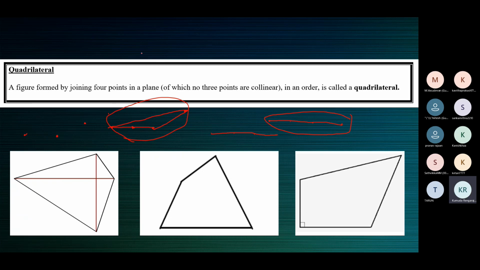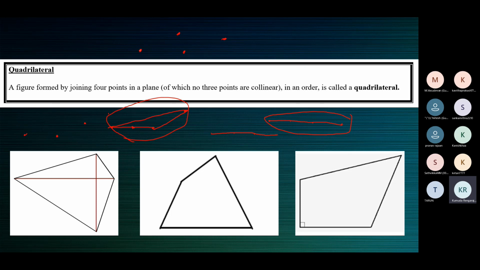So now we'll place the points in such a way that no 3 points are collinear. See, 1, 2, I'll place a third one here. Are these 3 points collinear, children? No, ma'am. Now the fourth one, I should not place it here, then these 3 will become collinear. So somewhere here. There is no space, so I just put it here.